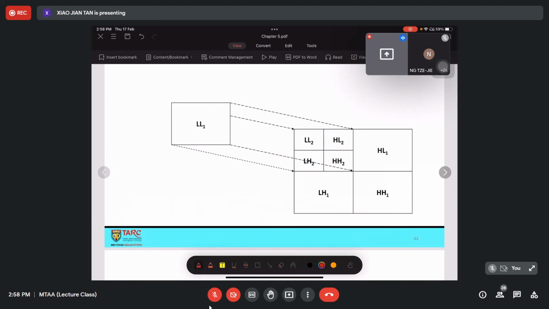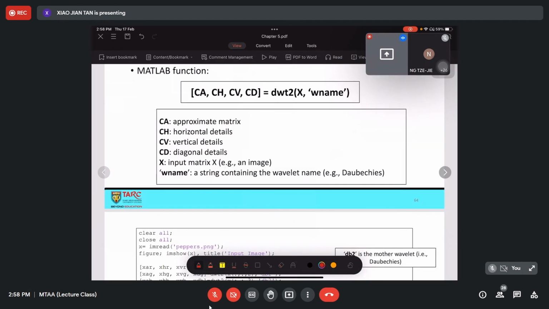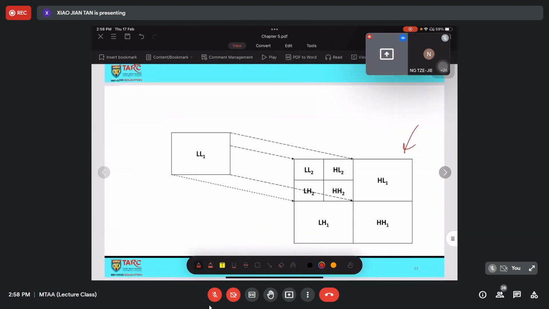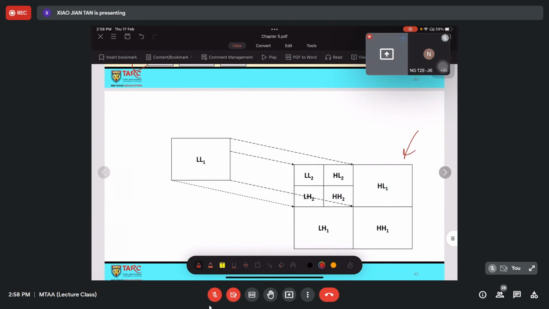Basically, in MATLAB we can illustrate using this one. This is just for illustration purposes. I think I will explain this one in the next lecture. Okay, so before we end, any questions? No? Any questions? Okay.